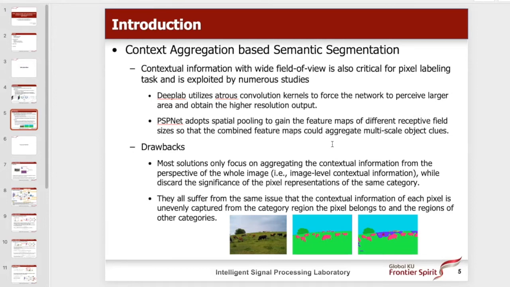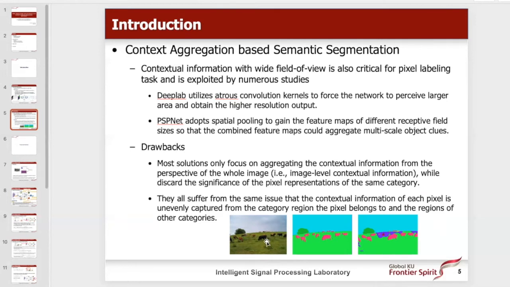However, even though the current methods have achieved impressive results, these solutions only focus on aggregating the contextual information from the perspective of the whole image. That is the image level contextual information. And in the meantime, they may discard the significance of the pixel representations of the same category. They all suffer from the same issue that the contextual information of each pixel is unevenly captured from the true area and the regions of other categories.